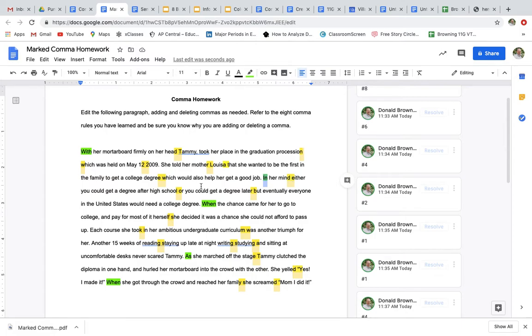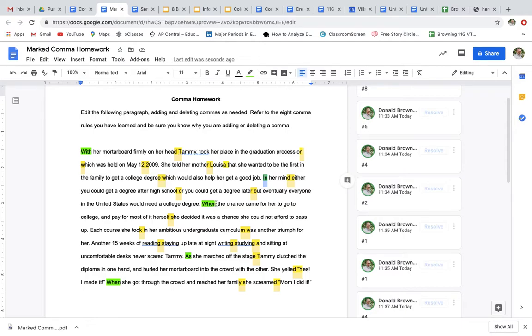So that's an independent clause, and then you have a conjunction and a comma. You could get a degree later, another independent clause, so you put a comma there and a conjunction. Eventually, everyone in the United States would need a college degree, so that's a complete sentence as well. So that's all going to be the same rule, independent clause, which is number one.